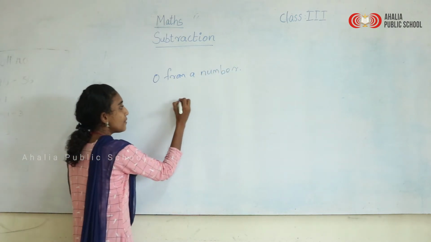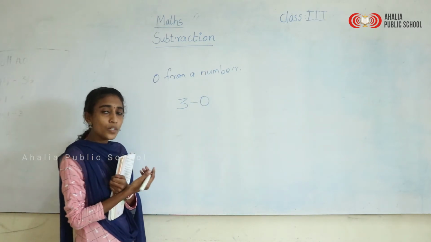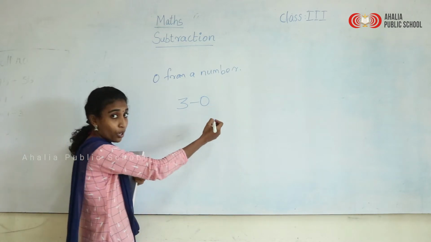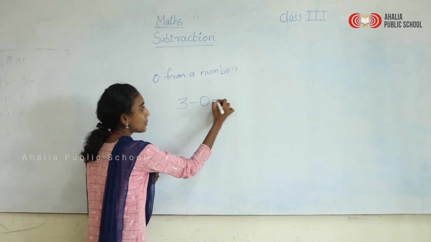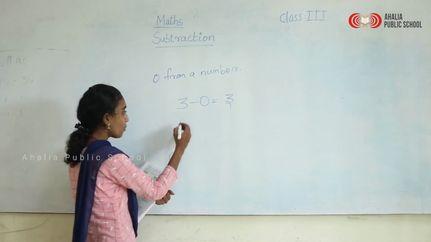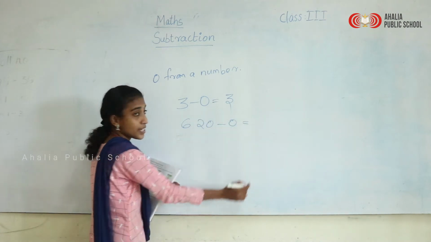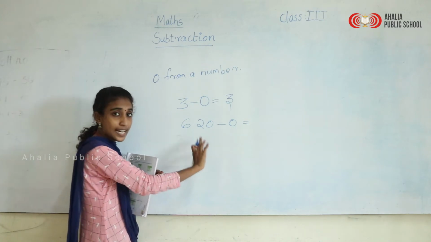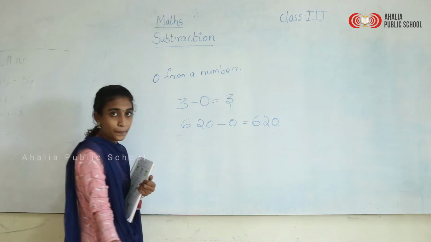Okay, so have a look at this. 3 minus 0. What is 3 minus 0? We are subtracting 0, or subtracting nothing, from 3. The result will be 3 itself. Right? Now, what will be this? We are subtracting nothing, or 0, from a number. The answer will be yes, 620 itself.